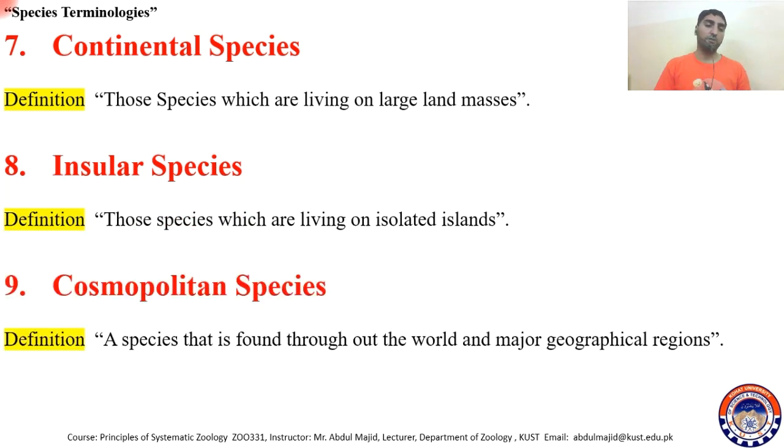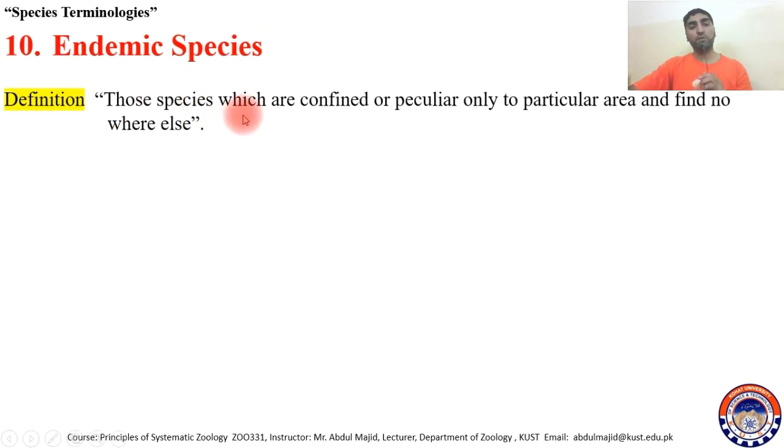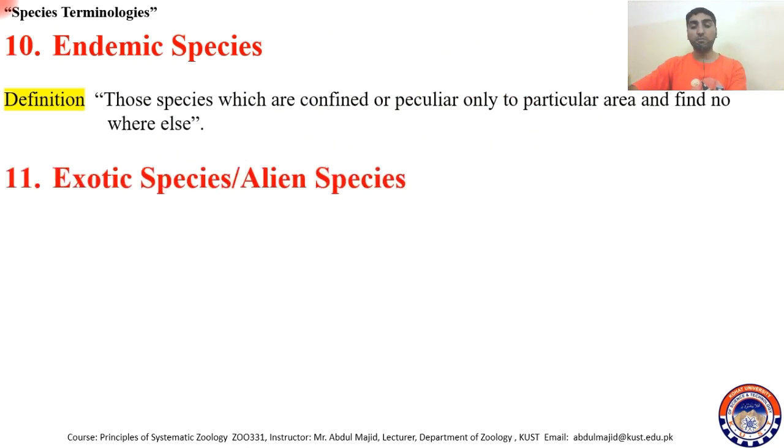Then cosmopolitan species. All those species which are found throughout the world in major geographical regions or major ecological communities are known as cosmopolitan species. And the opposite of cosmopolitan species is endemic species. So those species which are restricted or confined to one particular area, and they are not present anywhere else in the world, are known as endemic species.